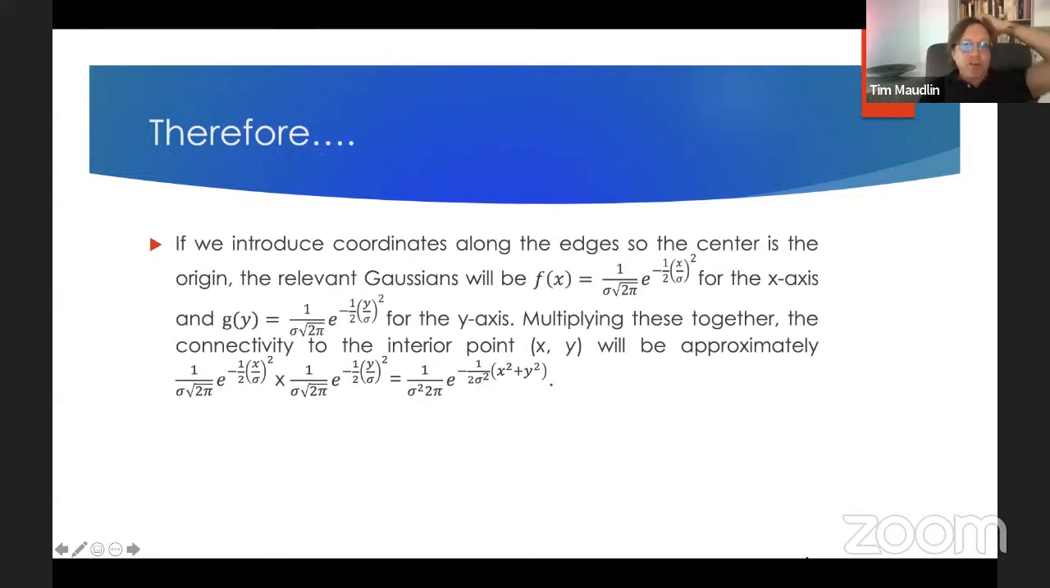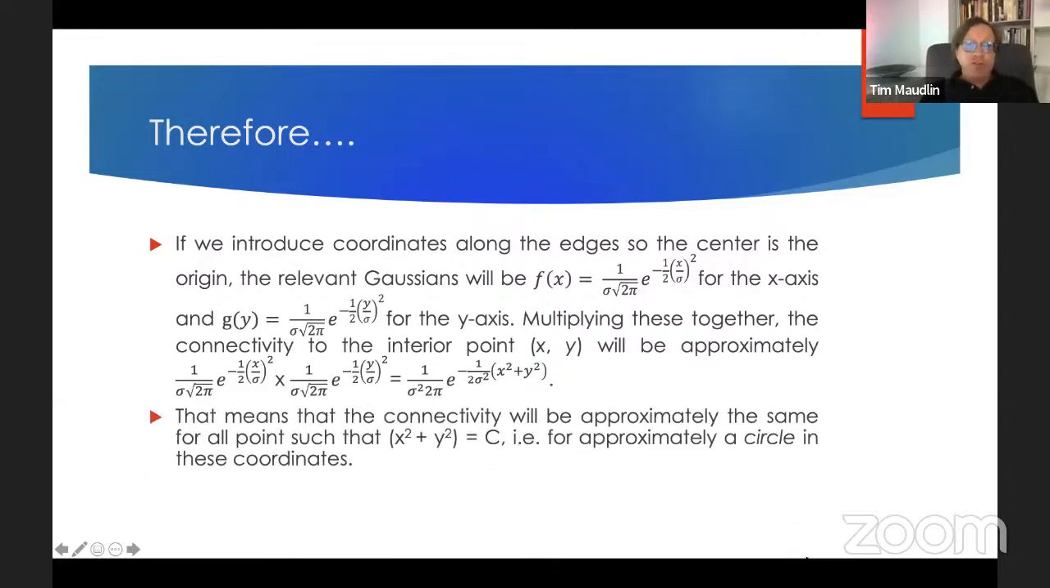So let's use those 3 facts. If we introduce coordinates along the edges so that the center of the edge is 0 of the x-axis, right? The center of the edge is the 0 of the y-axis. Then we get the interior numbers by multiplying together these 2 Gaussians. This is going to be a good approximation. And if you just look at the final result there, it means the degree of connectability goes as e to the minus 2 over sigma squared, x squared plus y squared. That means any cells, if we now number these cells by integers, which is what we're doing, any pair of cells on a given layer where x squared plus y squared are about the same number have the same degree of temporal connectability to the top.